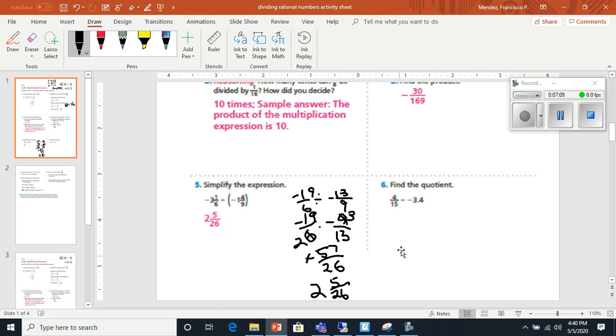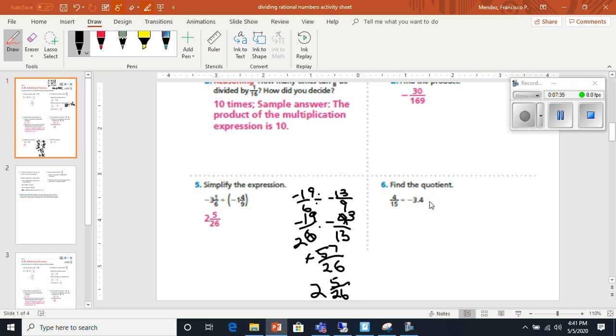2 and 5 over 26. All right, number 6 says find the quotient. Again, we have a fraction with a decimal here. So what we first need to do is turn one of these into the same type, either a fraction or a decimal. We're going to change it. I'm choosing to go ahead and turn this into a fraction.